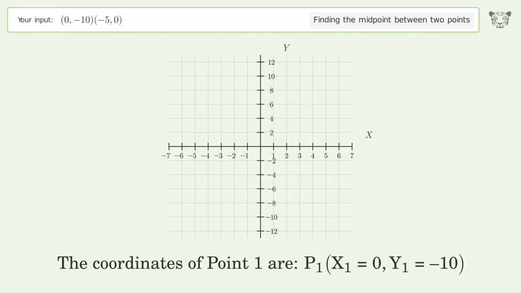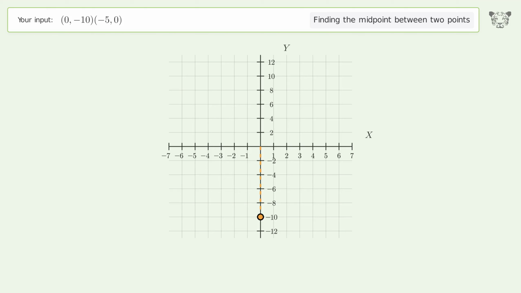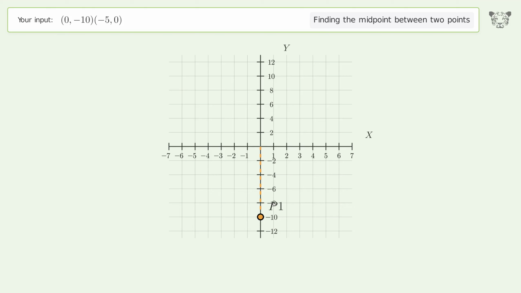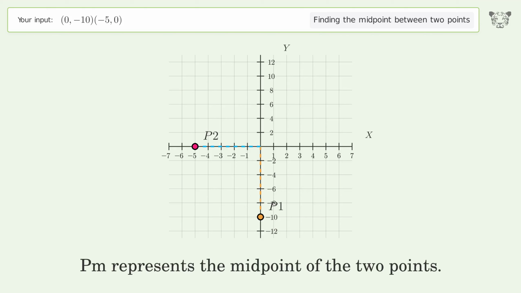The coordinates of point 1 are, x1 equals 0, y1 equals -10. The coordinates of point 2 are, x2 equals -5, y2 equals 0. PM represents the midpoint of the 2 points.